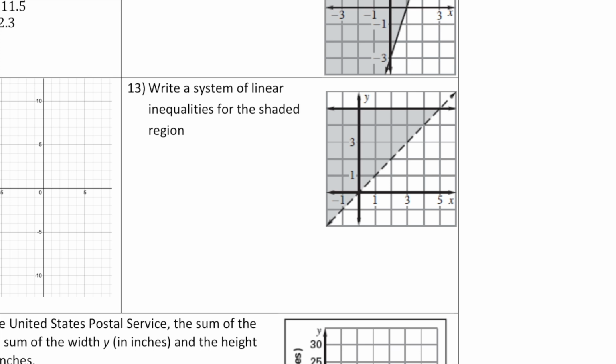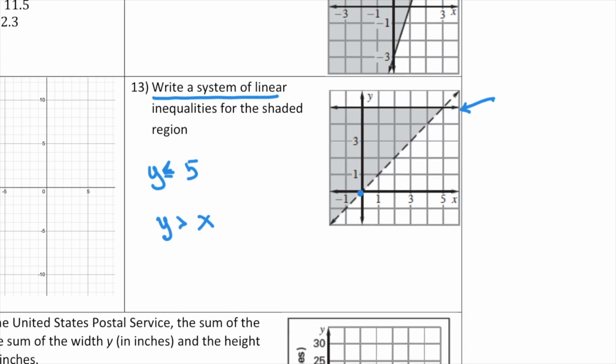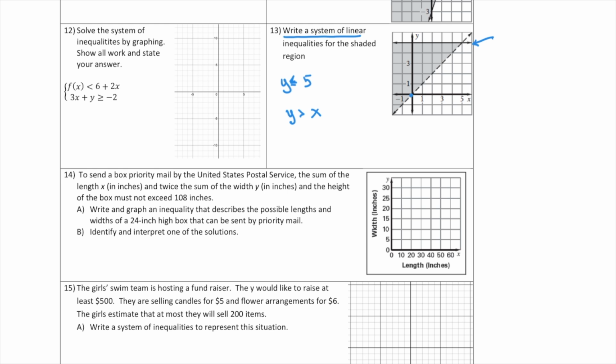For question number 13, you want to write the system of linear inequalities. Let's start with our horizontal line. The horizontal line comes in the form of y equals, and in this case, it's going to be a 5. We're shading below it, so all the y's are less than or equal to 5. My other line passes through 0, 0 and has a slope of 1. So we have y in relation to x, and we want to shade everything above it, so y is greater than x. Give this problem set a try.